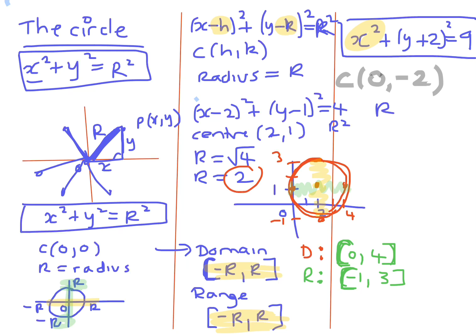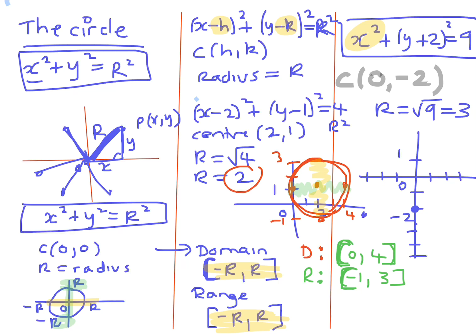And then the radius is the square root of 9, and the square root of 9 is 3. So if we were drawing this circle, we would go to (0, minus 2), which is here, and we have a radius of 3. So if that's 1, 2, 3, 1, 2, 3, 1, 2, 3. Oh, it's a pretty big circle to draw, especially if I'm going to draw it like a nice one, but it will look something like that.